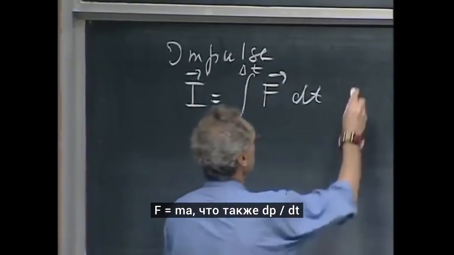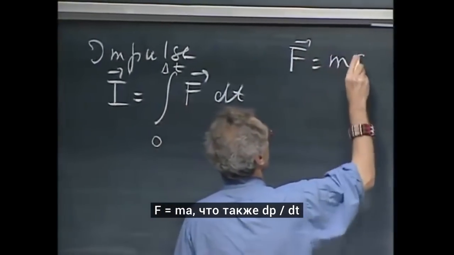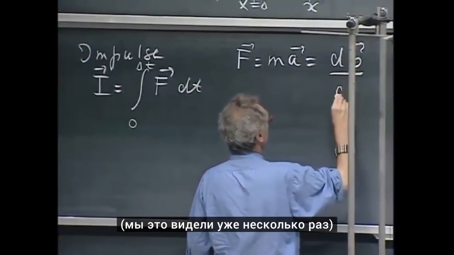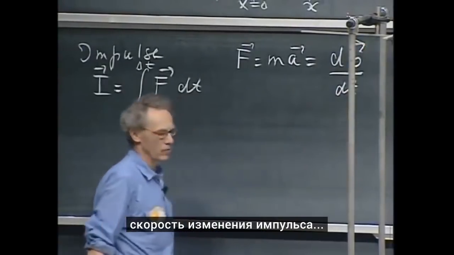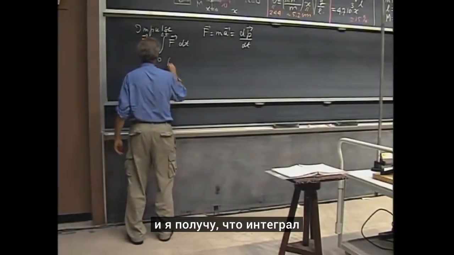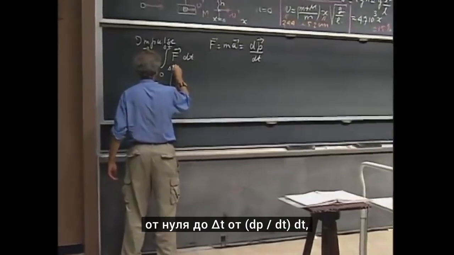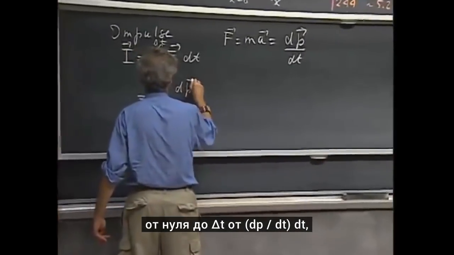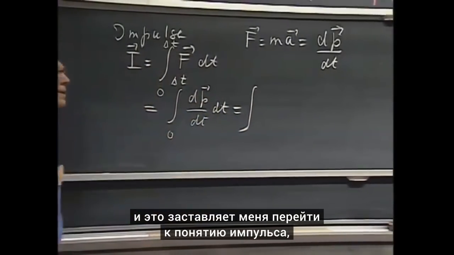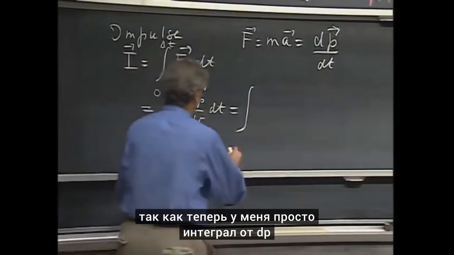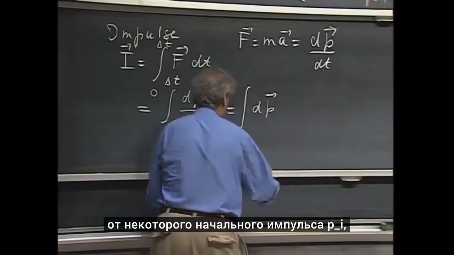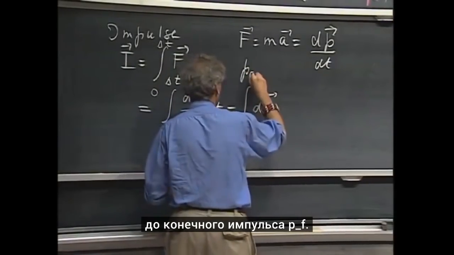Now F equals ma, which is also dp/dt. We have seen this now several times. The rate of change of momentum, and so I can substitute that in here, and so I find then the integral from 0 to delta t of dp/dt dt, and that makes me move to the domain of momenta, so I have now simply the integral over dp from some initial momentum p_i to some final momentum p_f.